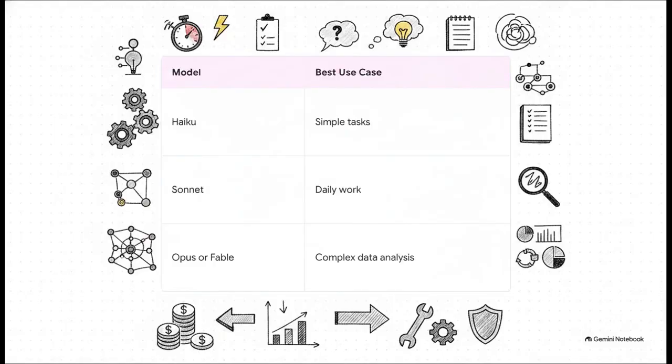All right, next up, we really need to understand the different models available to you. Choosing the right one isn't just about grabbing the most powerful tool every single time. It's highly strategic. You want to use Haiku for those simple, quick tasks. Now, for your standard daily work, drafting emails, brainstorming, Sonnet is your absolute go-to. But when you need complex, multi-layered data analysis, well, that's when you bring out the big guns like Opus or Fable. Doing this isn't just smart, it saves you significant costs and helps you avoid hitting those annoying usage limits too quickly. It's all about matching the exact right tool to the job at hand.